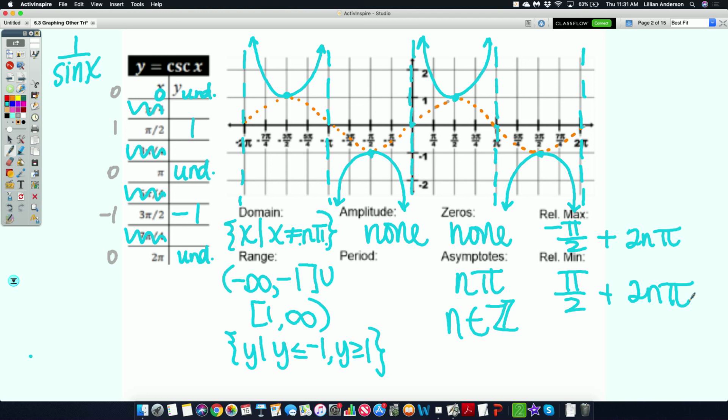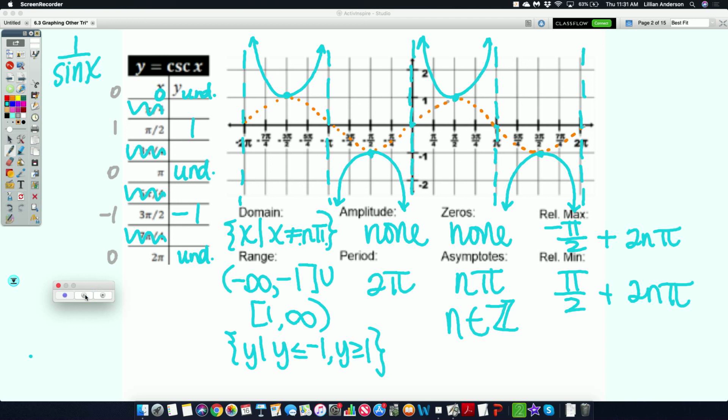How long is your cycle before it starts to repeat itself? 2 pi. So it's no different from the original sine graph. And those are your features of cosecant. So there's never going to be a number in front of the cosecant. There can be a number in front, but that just tells you how stretched the graph is. It doesn't tell you the amplitude. It just tells you how stretched it is.